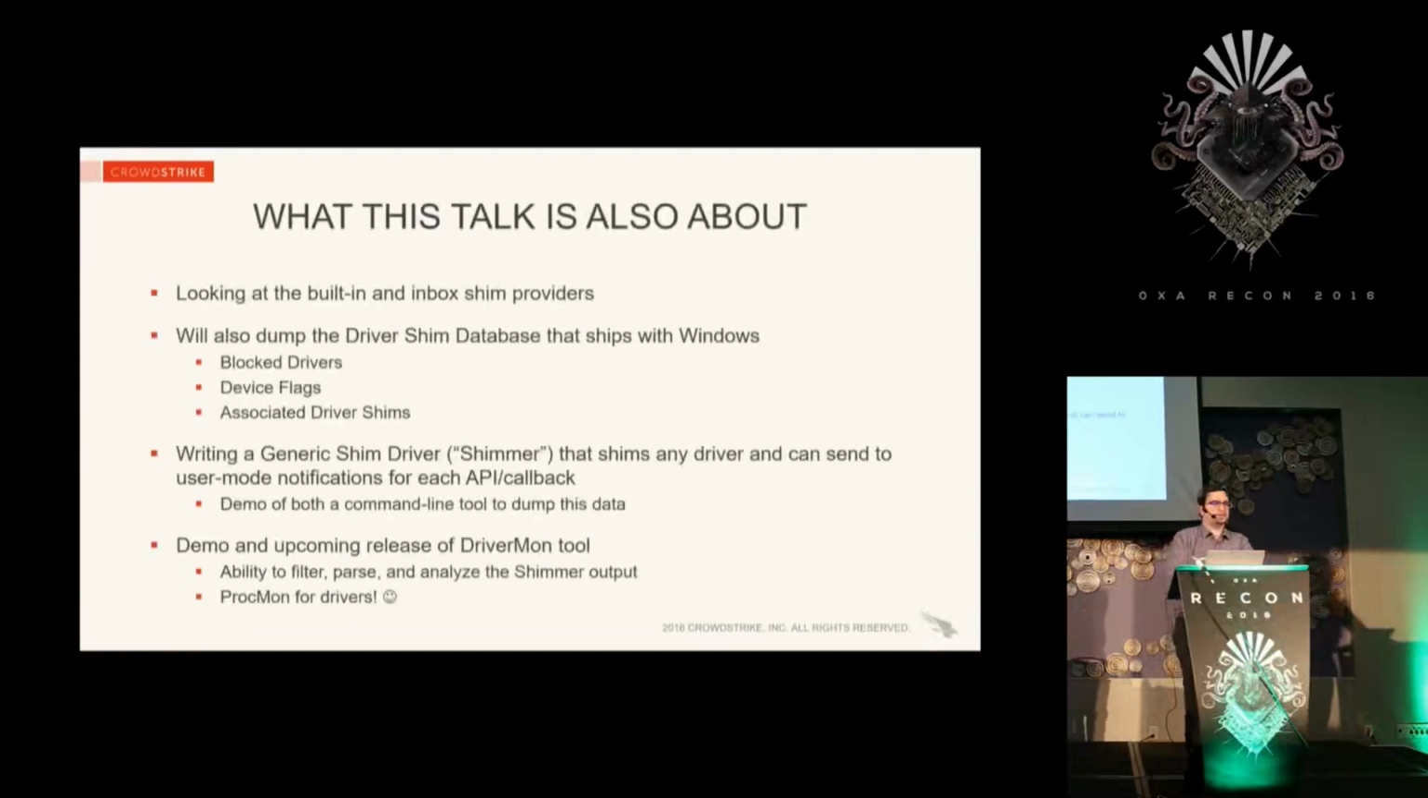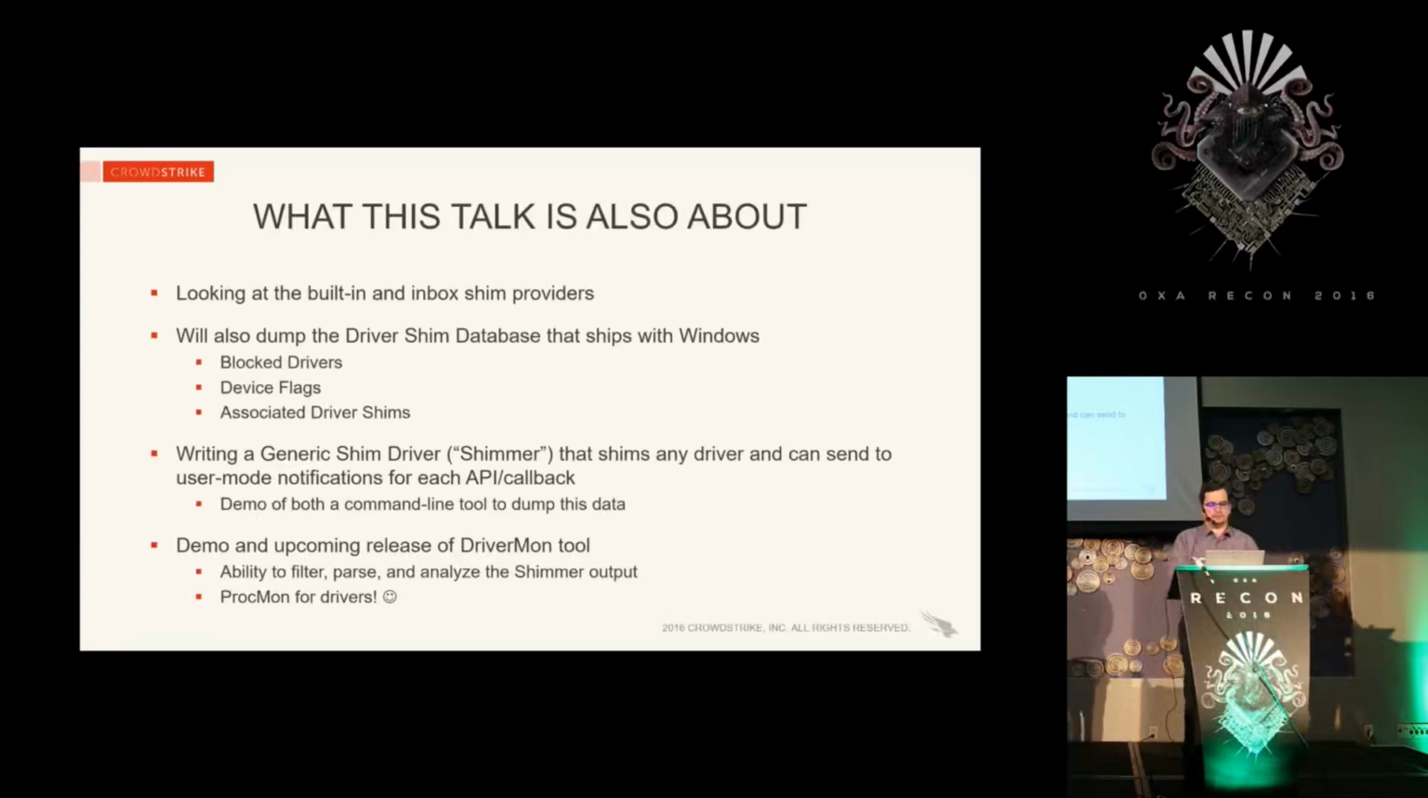We're also going to look at some built-in Shim providers, so you can kind of know what's already on the machine. If you have a Shim that's not on your machine, that's interesting. Or if you have a Shim that is on your machine, but that's not in the list of default Shims, well, then you have a third-party Shim, and you really shouldn't, except the tool I'll be releasing. And then I'll talk about this Shimmer tool that I wrote and kind of how a driver can register with the Shim engine and how to interact with it.